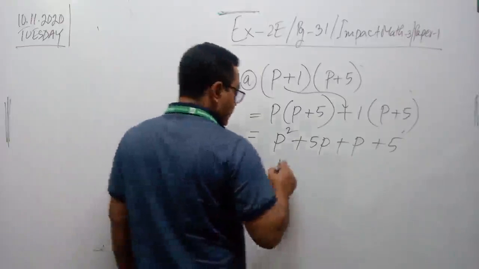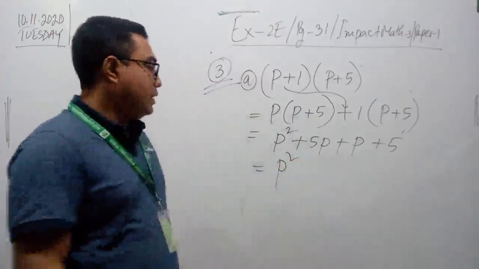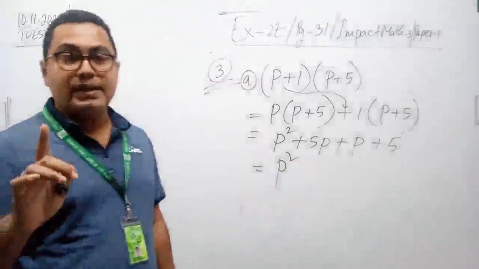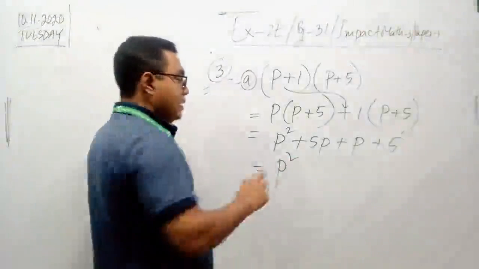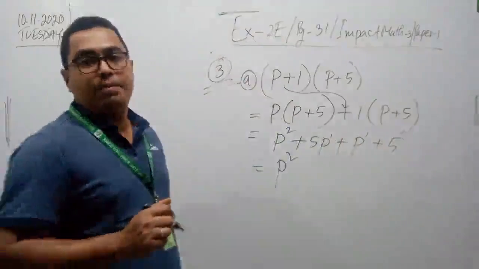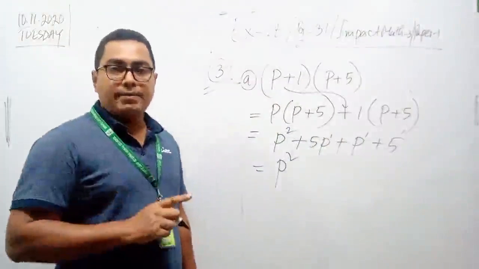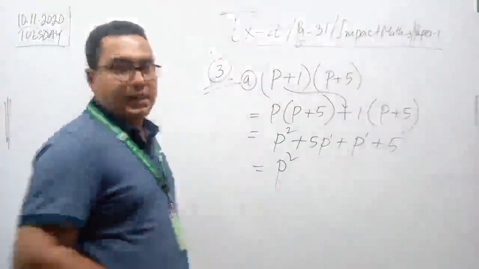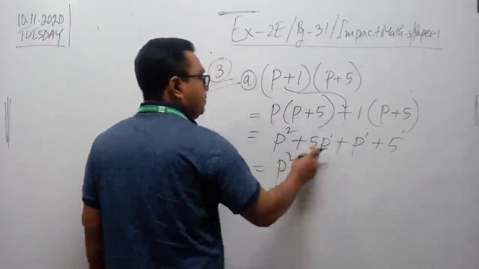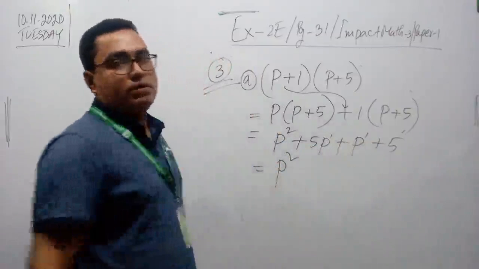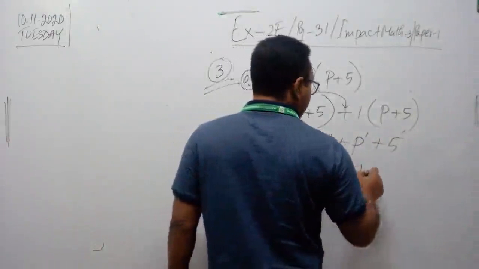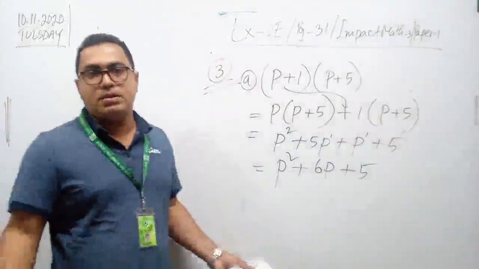Now arrange like terms. Here p square and 5p and p are not the same term, because p square is related to power 2, and 5p has power 1, and p is also power 1. So we can add them only when they are like terms. These are called like terms. The number of p here is 5, the number of p here is 1. So how many p? Here 6p plus 5. Simple.